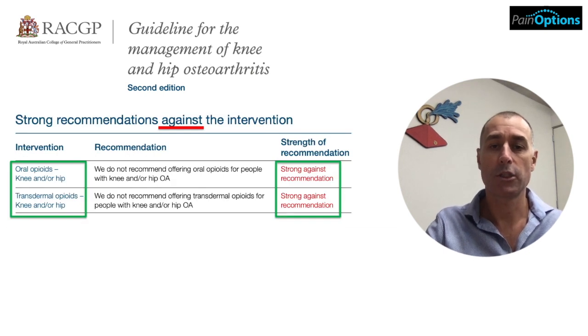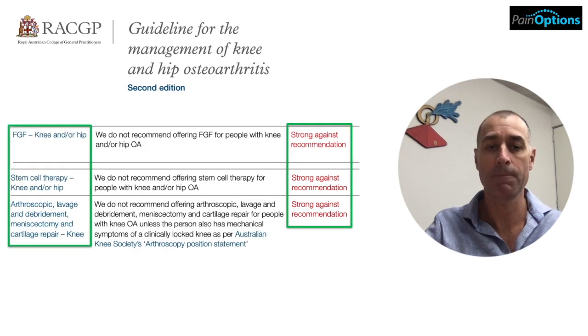There's also recommendations against interventions, so these include opioids, which we should all be well aware of by now, plasma injections, stem cell therapy, and as you can see there, arthroscopic lavage and debridement, such as meniscectomy or cartilage repair. So they're all strong recommendations against, but this is, in this instance, for knee osteoarthritis.